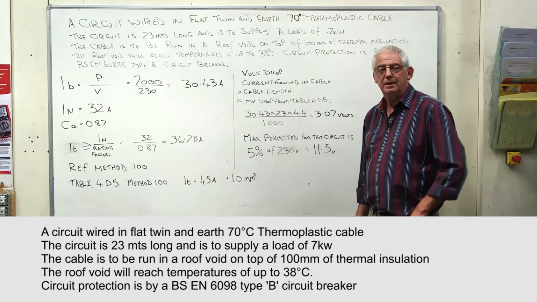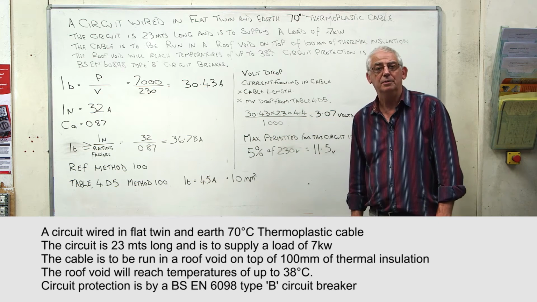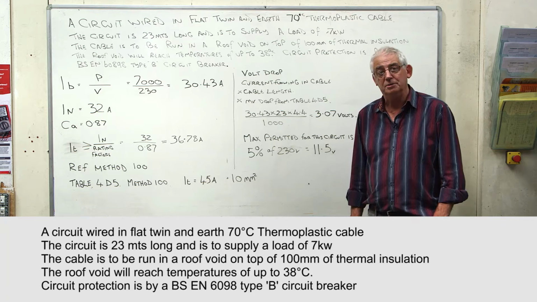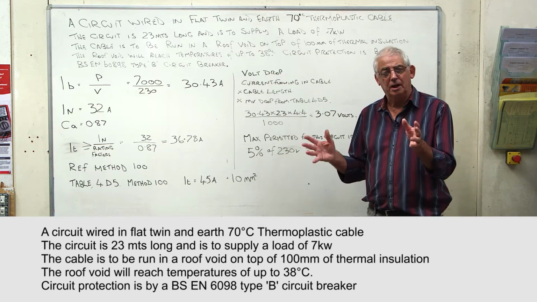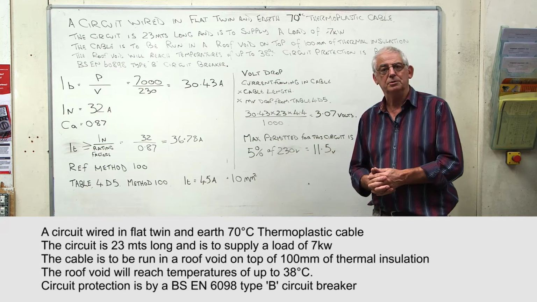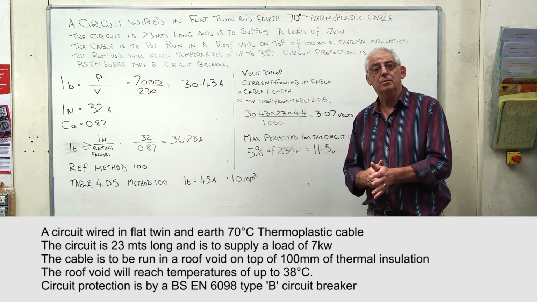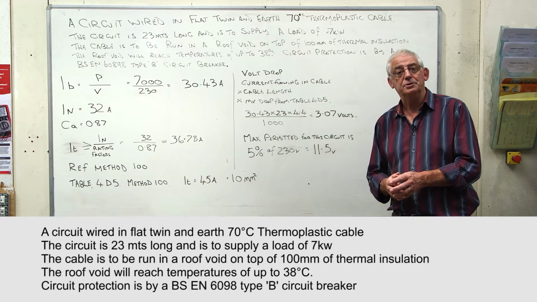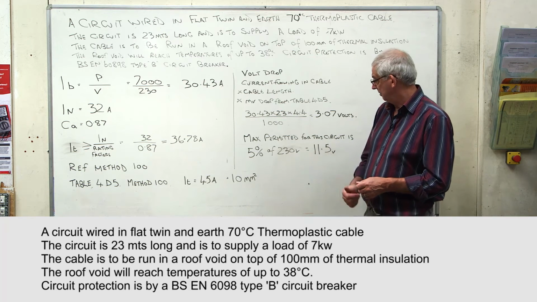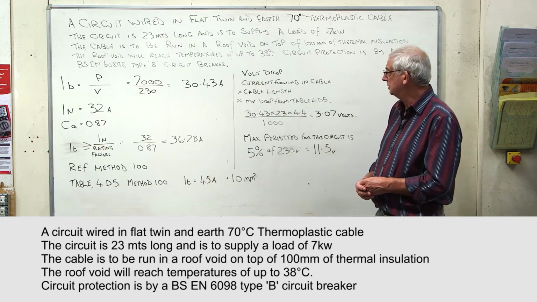The next step for us now, having decided on the rating of the cable and the size of the cable we're going to use, is to check that the cable comes inside the volt drop constraints that we're allowed. And we know that for a lighting circuit, we're allowed 3%, and for a power circuit, we're allowed 5%. 5% of 230 volts is 11.5 volts. So we need just to check.